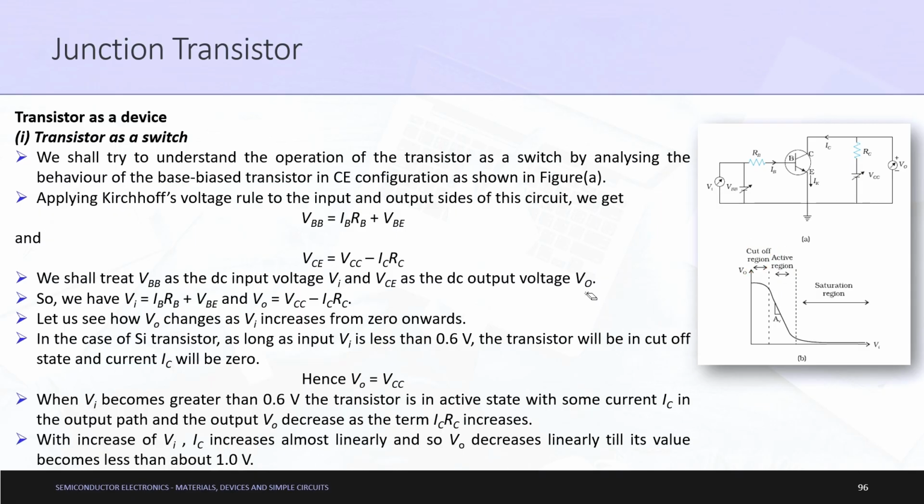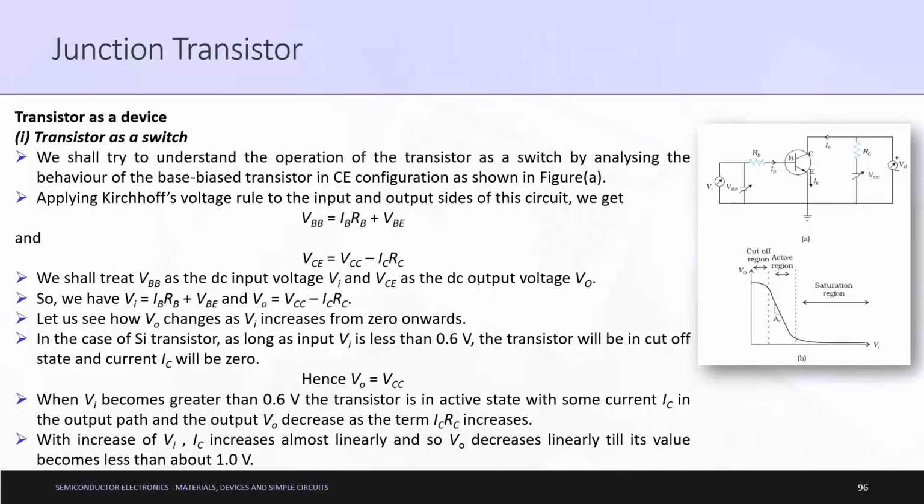I will just revise this again. We need to find out what the output, V naught, will be with the change in Vi. It was observed that VO changes as Vi increases from 0 onwards, and for a silicon transistor, as long as Vi is less than 0.6 volts, the transistor will be in the cutoff state.